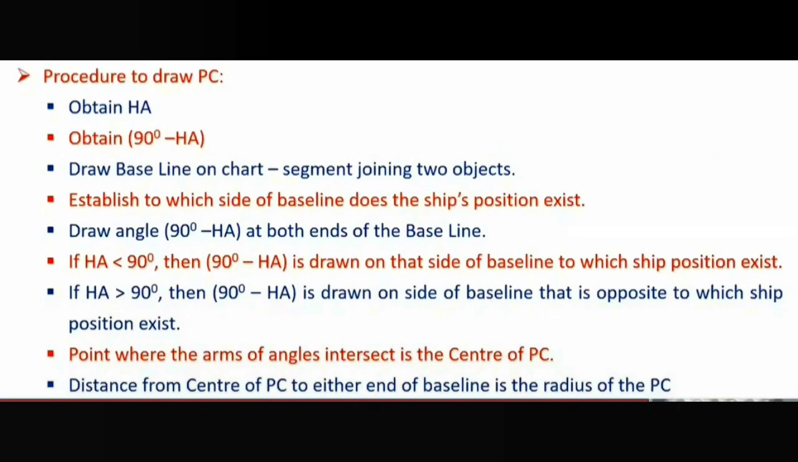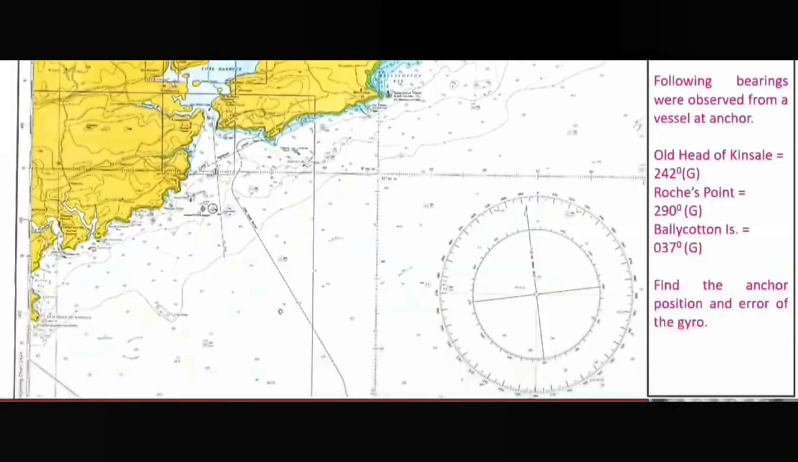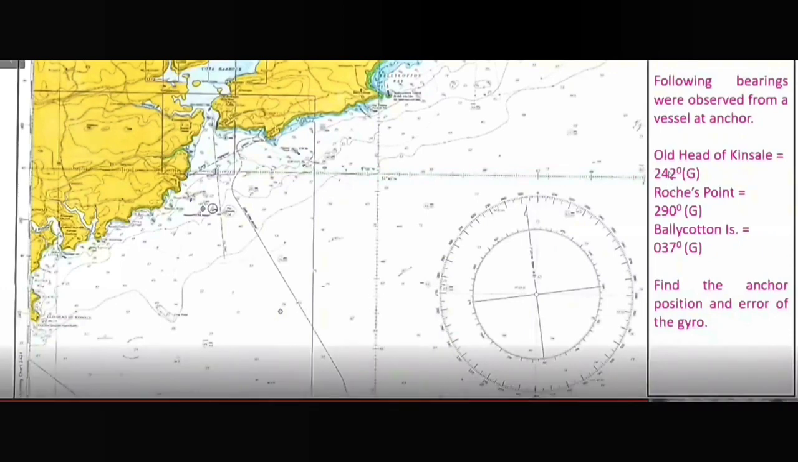We shall see how to implement this procedure through a simple example. Following bearings were observed from a vessel at anchor: Old Head of Kinsale 242 degrees gyro, Roche's Point 290 degrees gyro, Ballycotton Island 037 degrees gyro. Find the anchor position and the error of the gyro. So beta, pick up your calculators. Let me know what is the horizontal angle between Kinsale and Roche's Point.